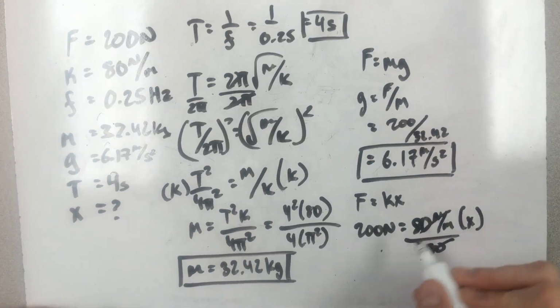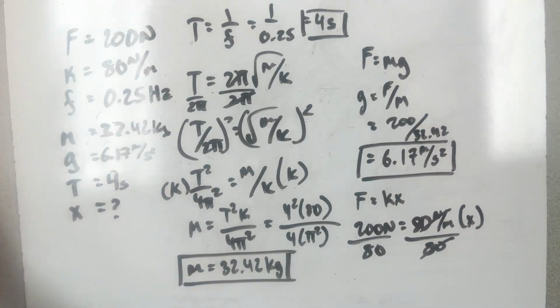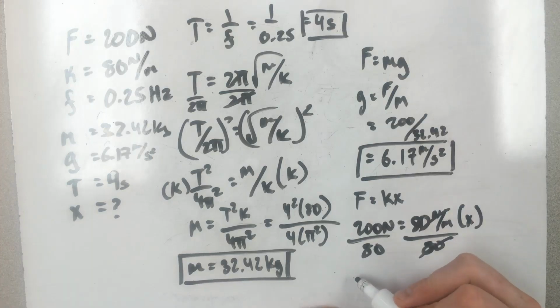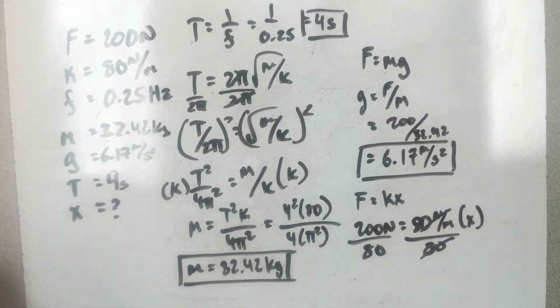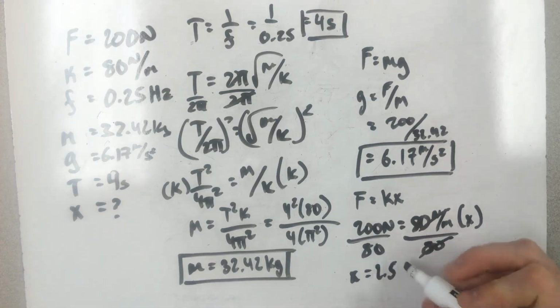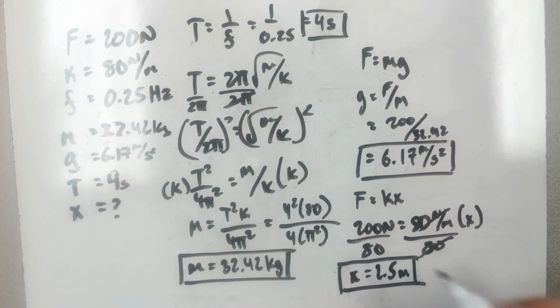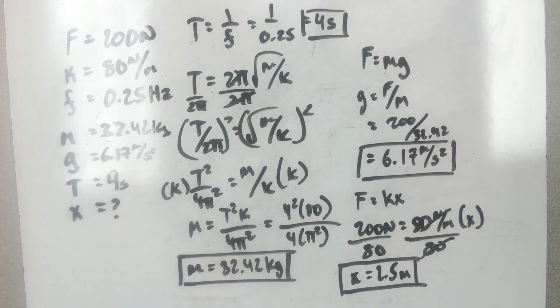So we divide both sides by 80, and we end up with 200 divided by 80, an X of 2.5 meters. That is a long spring. Okay, there we go. That is everything for this problem. Let's go ahead and move on.